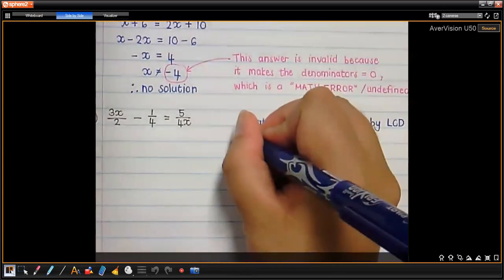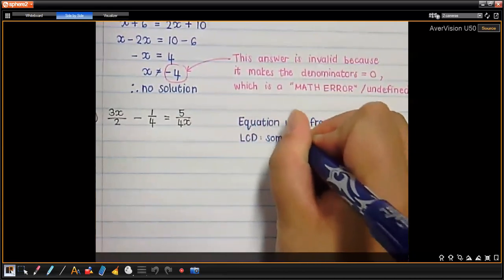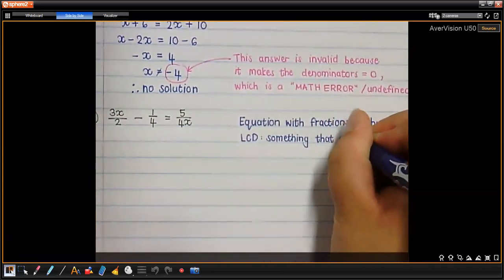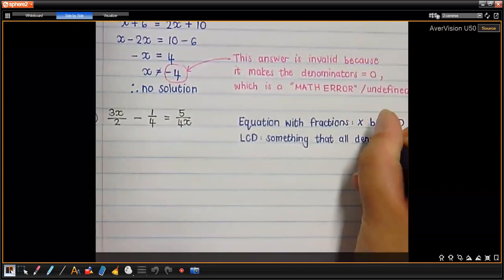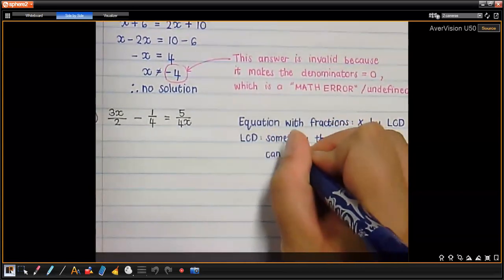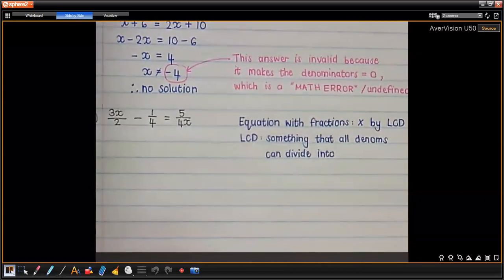Okay, so the LCD is something that all the denoms, I'm just going to say denoms for denominators, can divide into. And the L stands for lowest common denominator. So we need to try and find the smallest number, the smallest thing. But if you get something that's bigger than what I'm saying now, if it's right, you can go on.